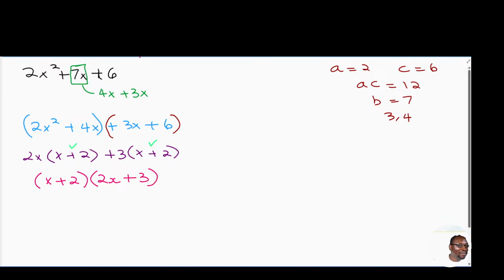So the factors of 2x squared plus 7x plus 6 are x plus 2 and 2x plus 3. What that means to us is that x plus 2 multiplied by 2x plus 3 is going to give you 2x squared plus 7x plus 6. Now let's try one more example here.